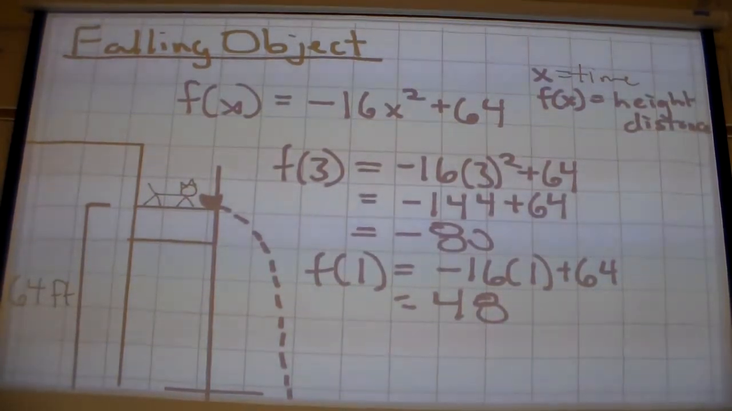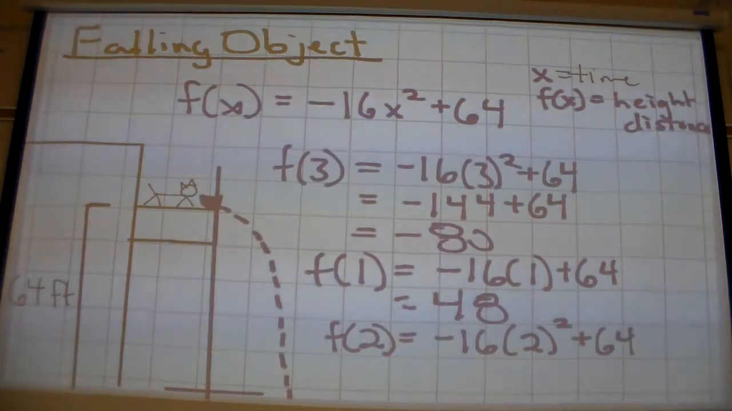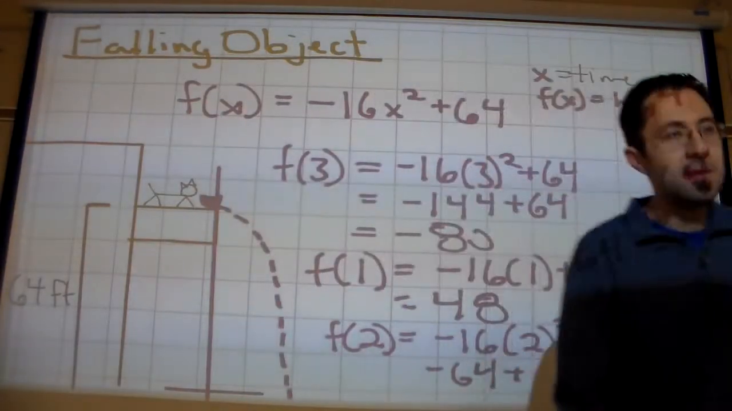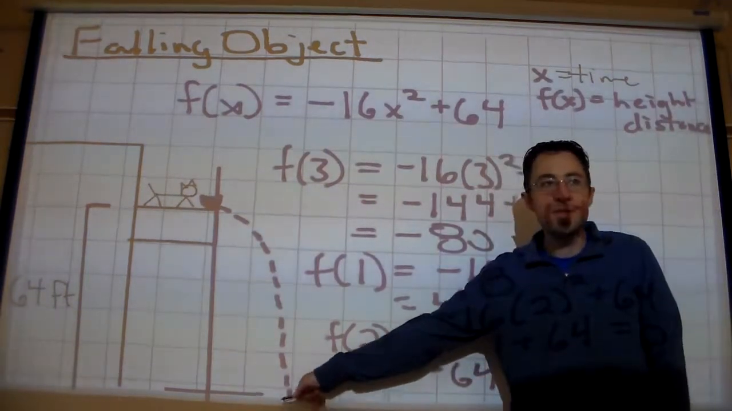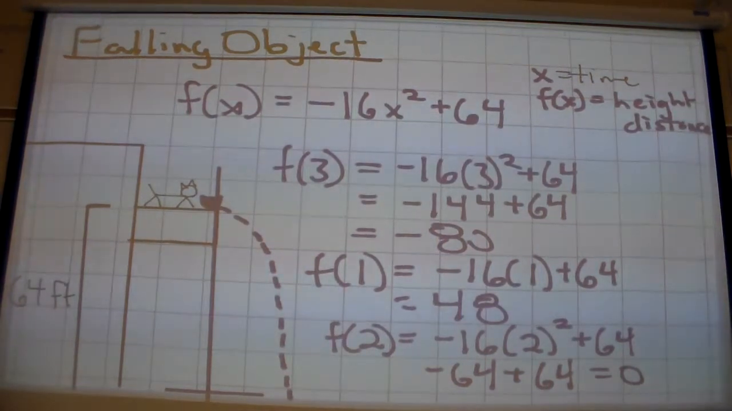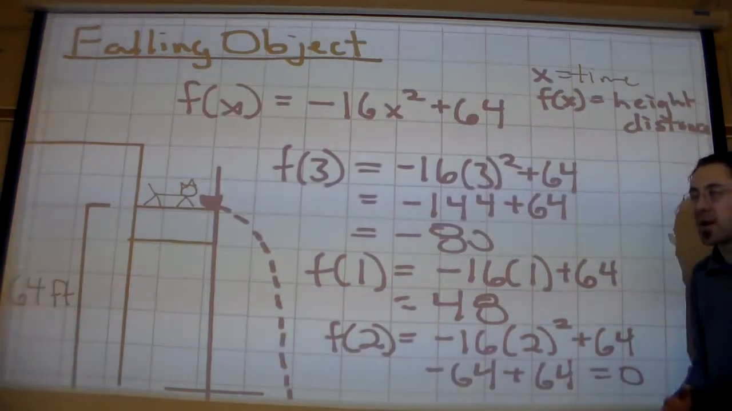Let's try 2. So negative 16 times 2 squared plus 64. What is 4 times 16? 64. So now we got 0. That means after 2 seconds, the height is 0. It hit the ground. So our cat's up there, kicks our favorite potted plant, it starts falling, and at 2 seconds, it hits the ground.